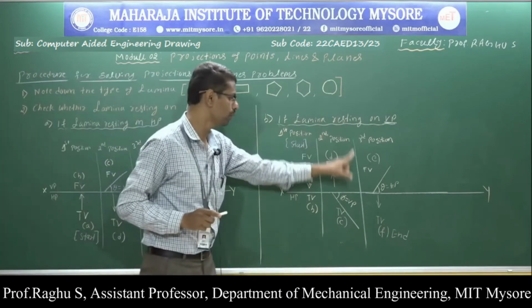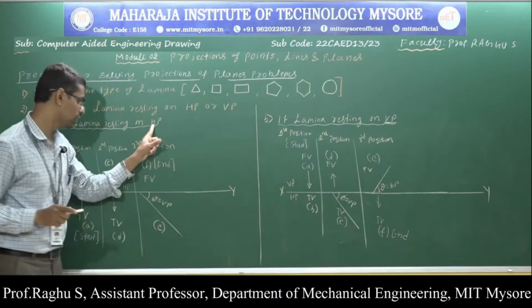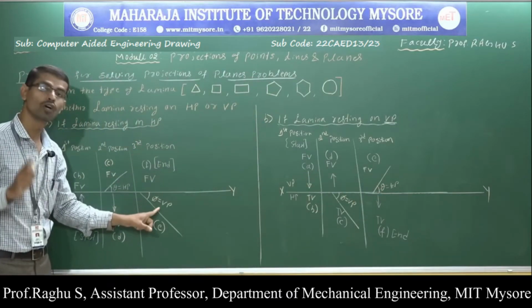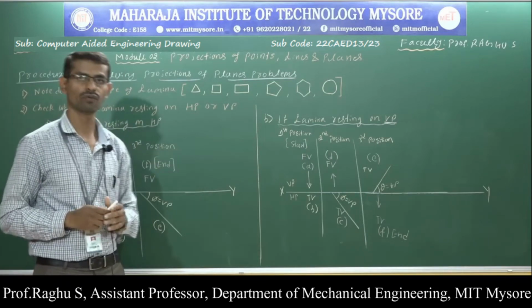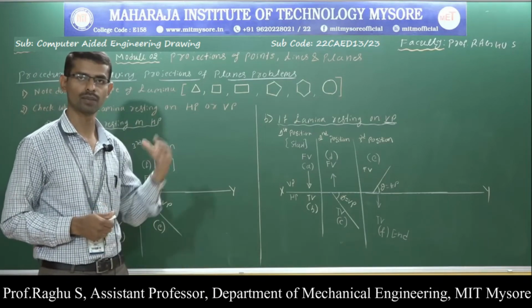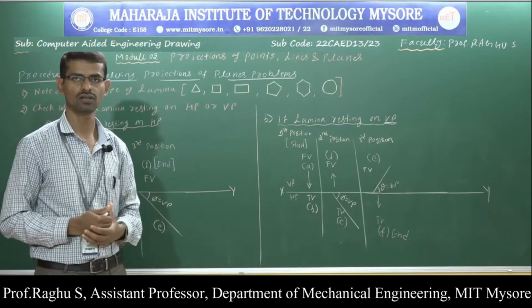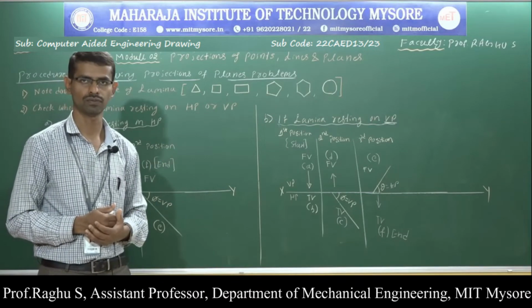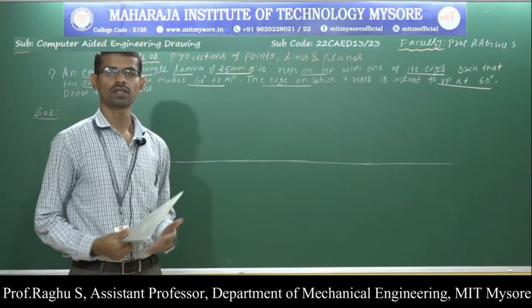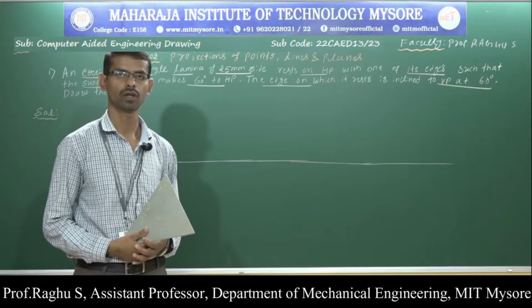When the laminar is resting on VP, to draw the third position, take HP inclination. When the laminar is resting on HP, to draw the third position, take VP inclination. So this is the procedure for solving the projections of planes when the laminar is resting on HP and when the laminar is resting on VP. Now let us discuss some problems related to projections of planes.